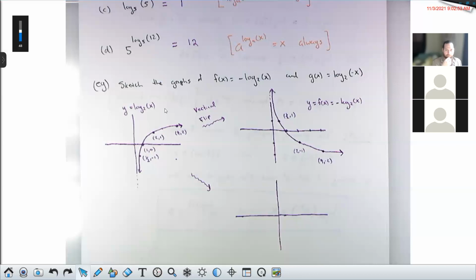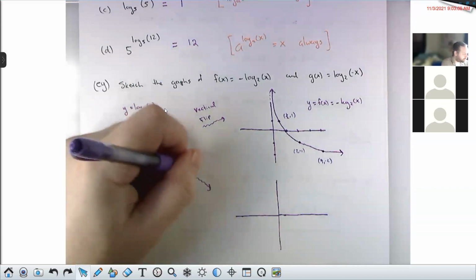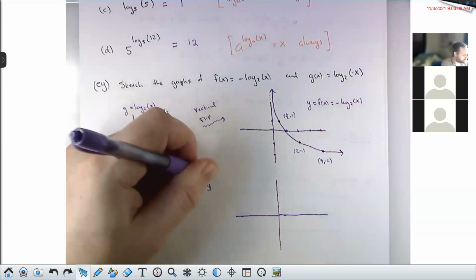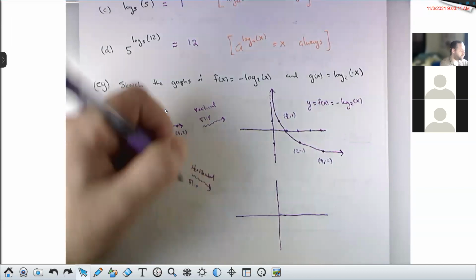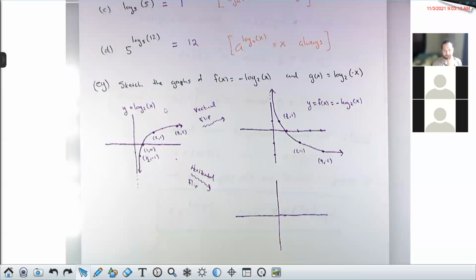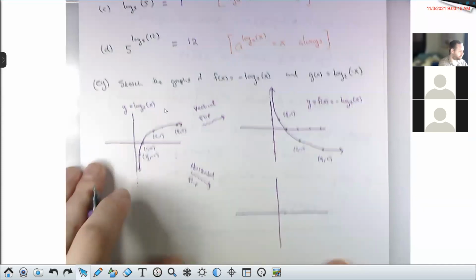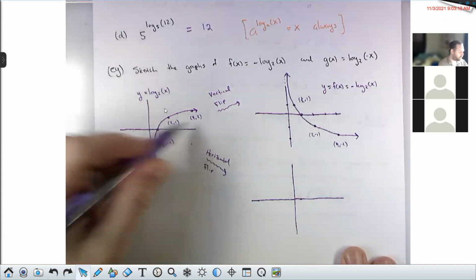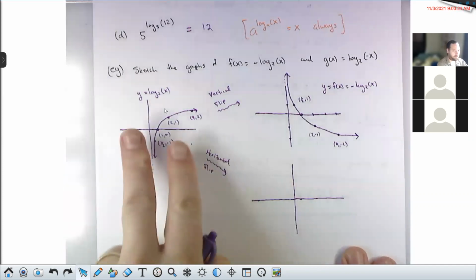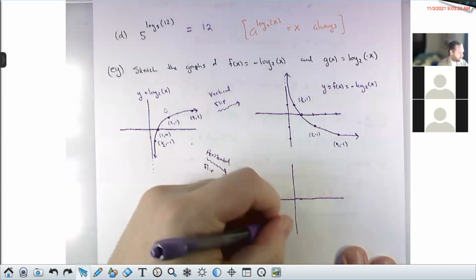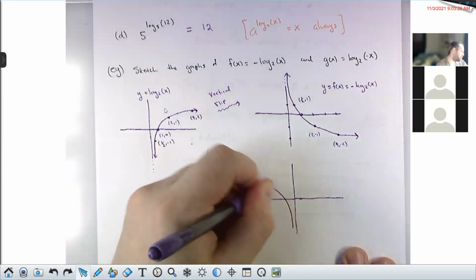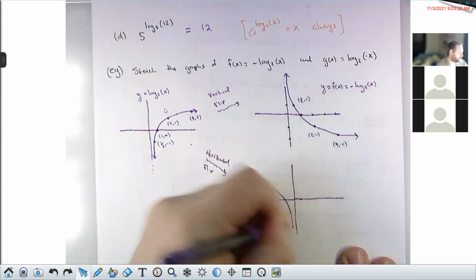Are we flipping this one over the y-axis? Yeah, this is a horizontal flip. You multiply on the inside by a negative, that flips you horizontally. Multiply on the outside by a negative, that flips you vertically. This is a horizontal flip, or I flip over the y-axis. So even without plotting the points, we can just sketch it. If I take this graph and I flip it over like this, I'll get a graph that looks like this.